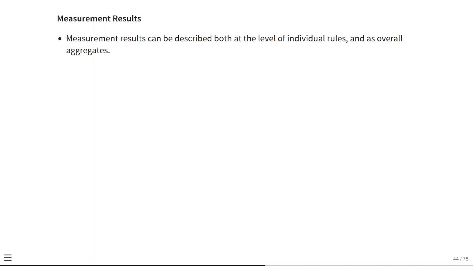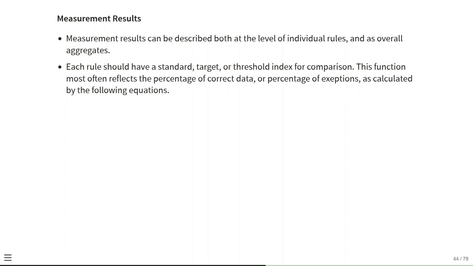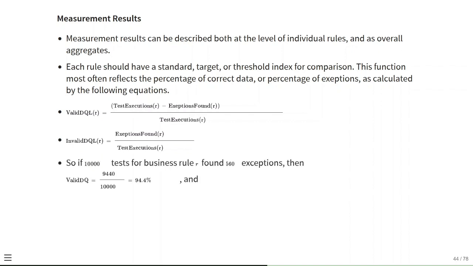Measurement results can be described both at the level of individual rules and as overall aggregates. Each rule should have a standard, target, or threshold index for comparison, and this most often reflects the percentage of correct data or percentage of exceptions as calculated by the following equations. The valid data quality level and the invalid data quality level are found by these equations. For example, if we run 10,000 tests for business rule R, and we find 560 exceptions, then the valid data quality level would be 94.4%, and the invalid would be 5.6%.